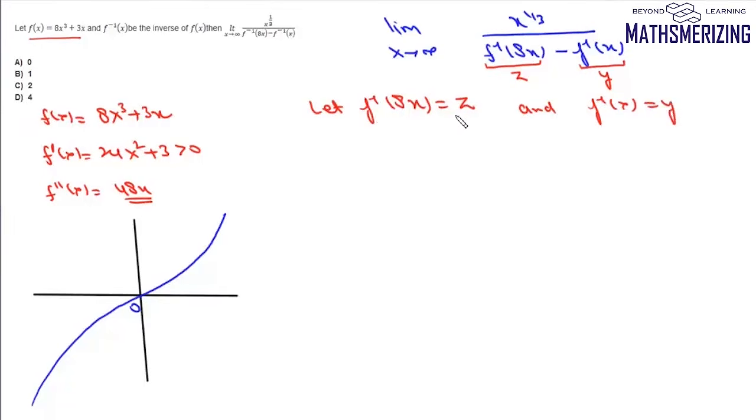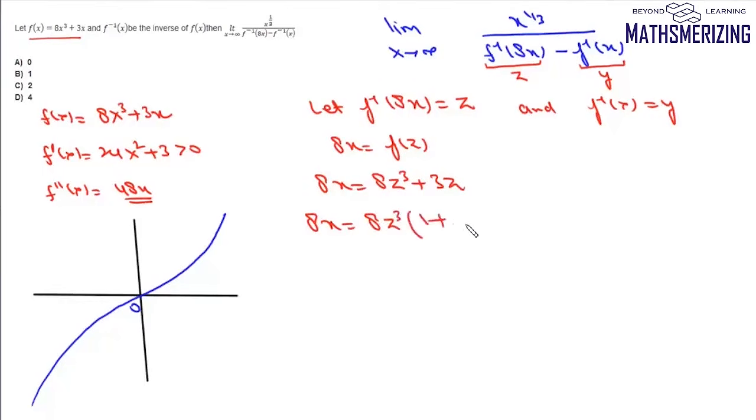Now we can write f inverse of 8x equals z as 8x equals f(z). Now what's f(z)? f(z) will be 8z cube plus 3z. So we can write this as 8x equals 8z cube plus 3z. Now what we'll do is we'll take 8z cube common. So we'll write 8x equals 8z cube (1 plus 3 by 8z square). Now we'll cancel this 8 with 8 and we'll take cube root both sides.